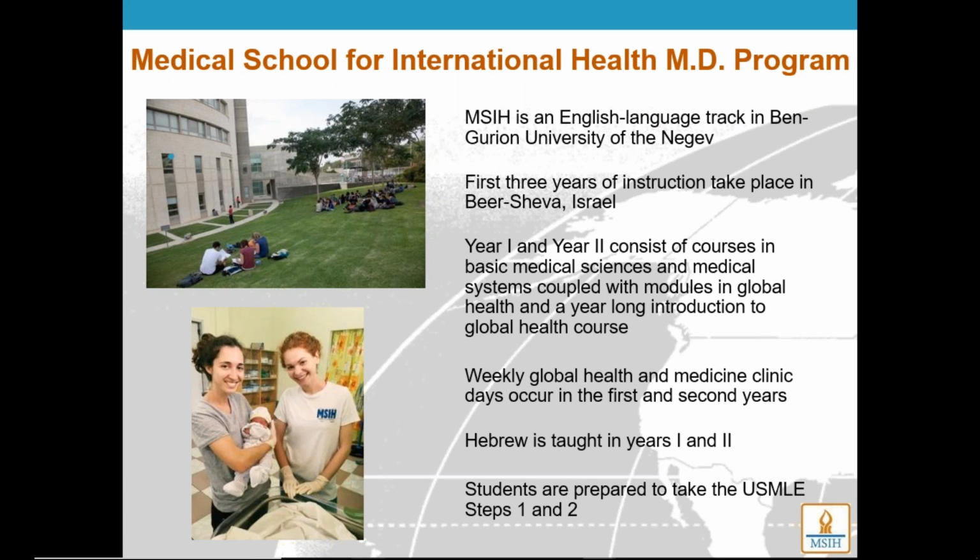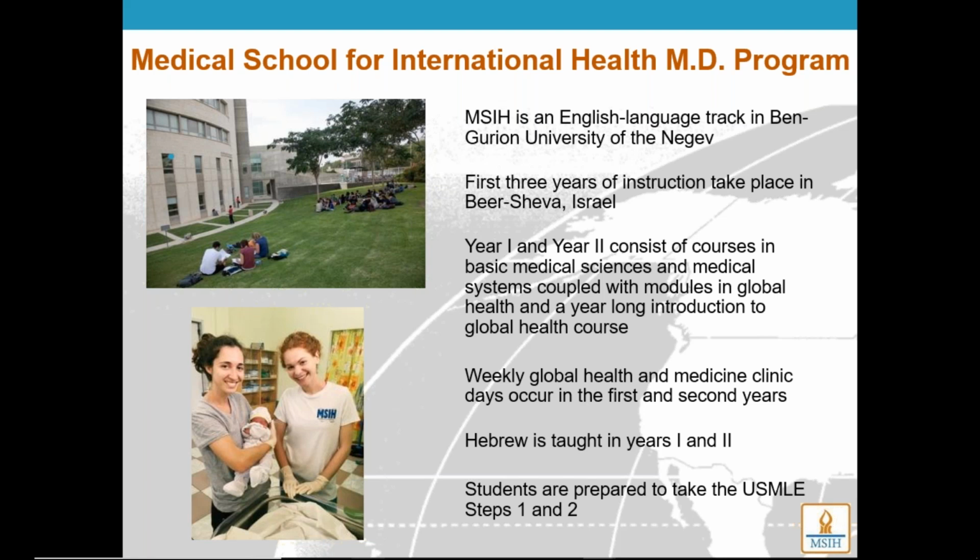What is unique is that this coursework is coupled with modules in global health, a year-long introduction to global health course, and an emergency medicine course. Modules vary depending upon what's going on in the world of medicine, but include topics such as human nutrition, neglected tropical diseases, health of the urban poor, migrant health, malaria, birth as a human rights issue, and even medical clowning.